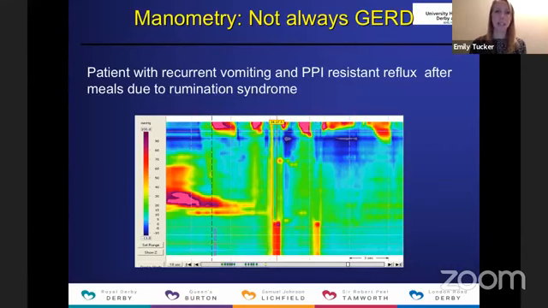Okay, so this was a case of recurrent vomiting with PPI resistant reflux that was rumination syndrome in the end, who improved with diaphragmatic breathing and with amitriptyline as well.